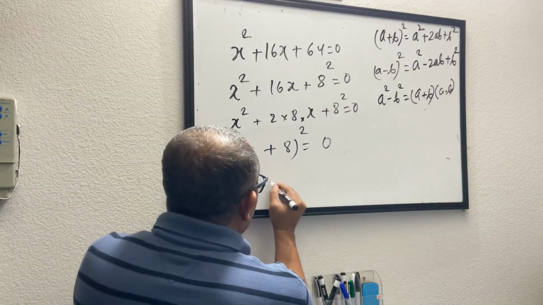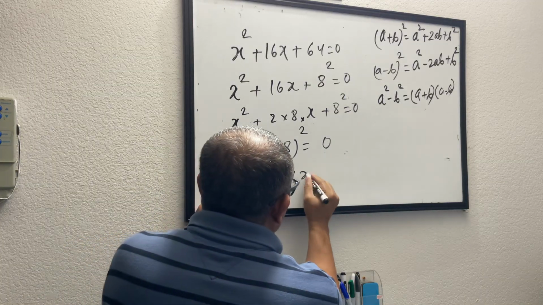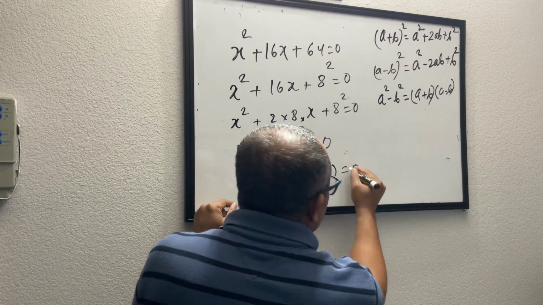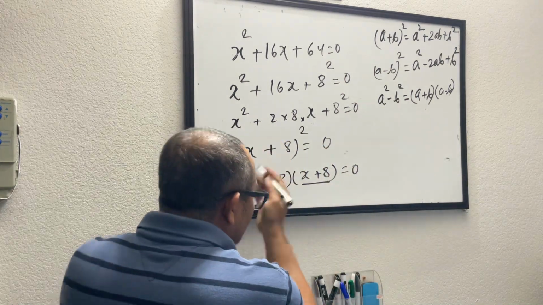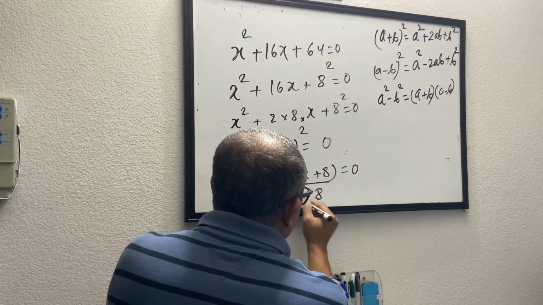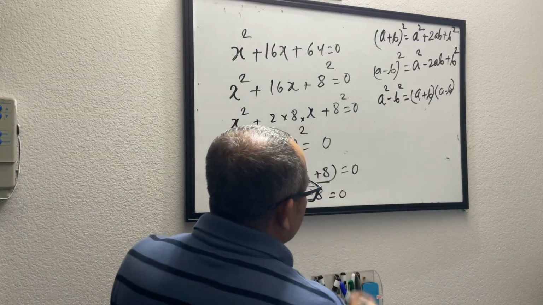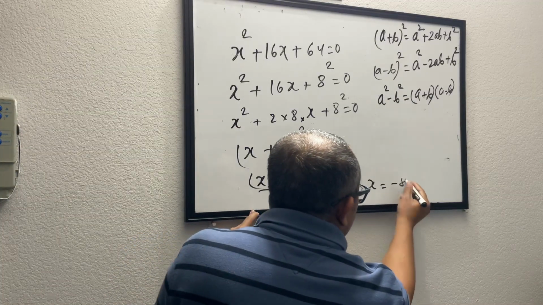That means x plus 8 into x plus 8 is equal to 0. So either this is 0 or this is 0. Both are same. So that means x plus 8 is equal to 0. That means x equal to minus 8.